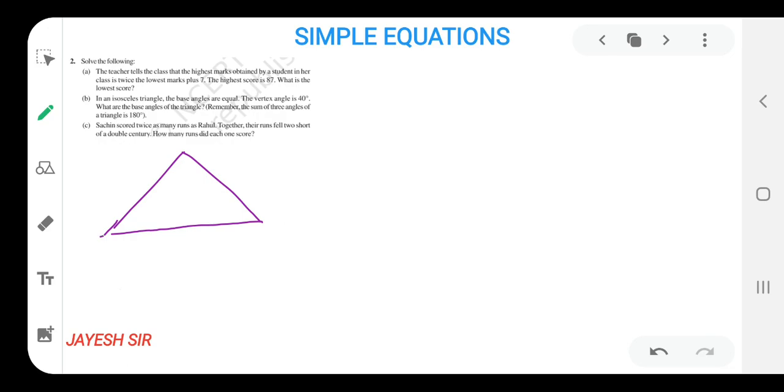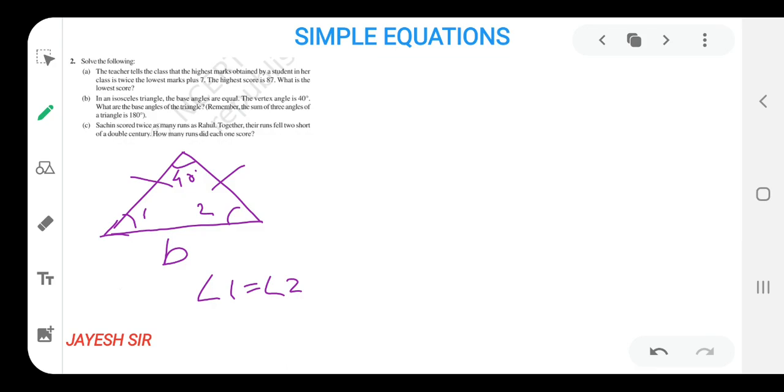This is an isosceles triangle, we can say. Isosceles triangle means these two sides are equal. This is the base. Yes, the base angles are equal. The base angles would be this, angle 1 and angle 2. Base angles are equal. That means angle 1 equals angle 2. It is given over here. And the vertex angle, that means this angle, is given as 40 degree. The value of this angle is 40 degree, that is given.